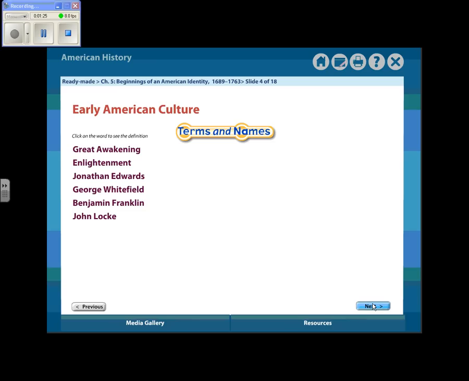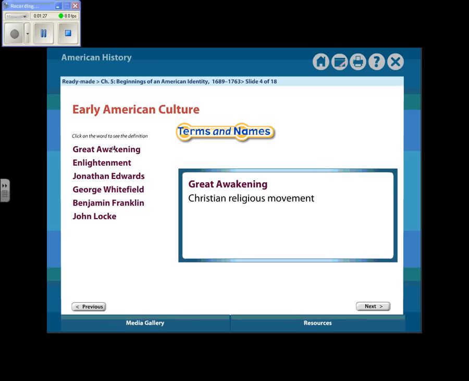Terms and names. Great Awakening: Christian religious movement. Enlightenment: philosophical movement stressing human reason. I will explain further about the Great Awakening and Enlightenment in a minute. Jonathan Edwards, preacher who delivered fiery sermons during the Great Awakening. George Whitefield, preacher who drew large crowds during the Great Awakening.